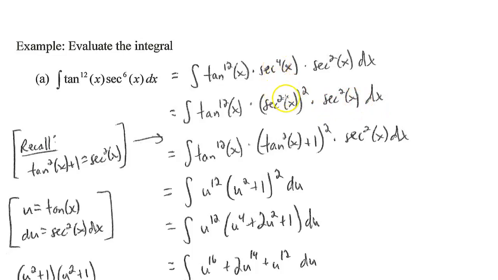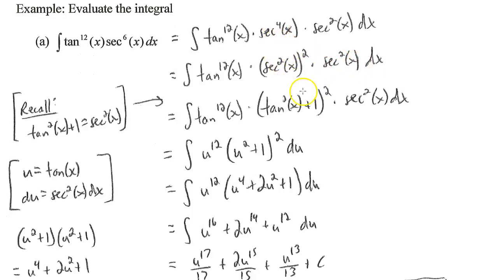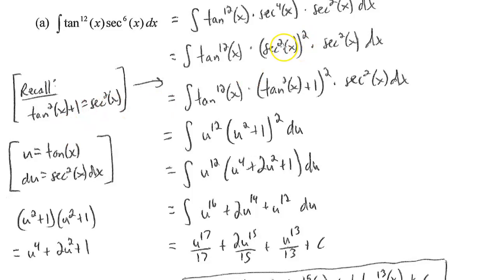Now secant to the 4th is the same thing as secant squared squared, and if you remember, there's an identity for secant squared: it's tangent squared plus 1. So notice that what we have is everything in terms of tangent, times a secant squared x dx. So what we can do is let u be tangent.